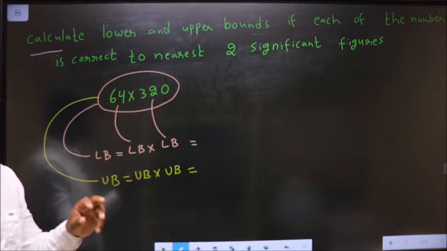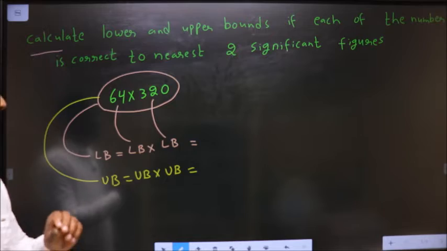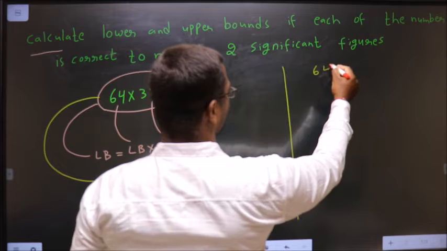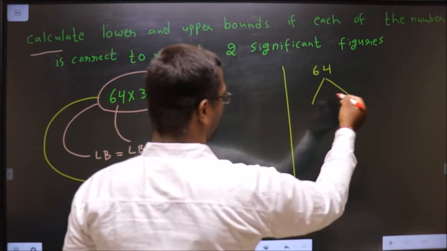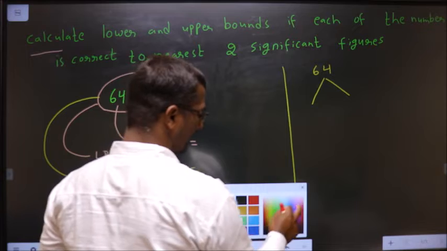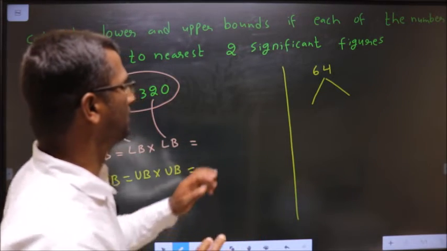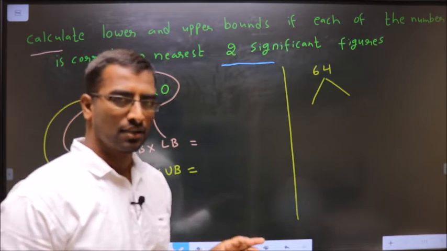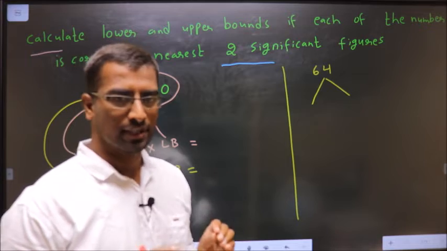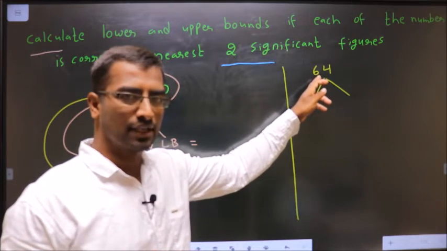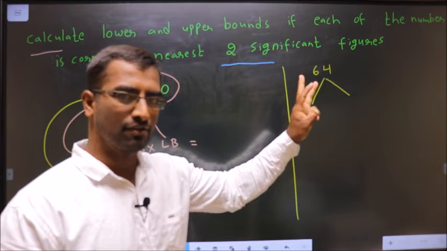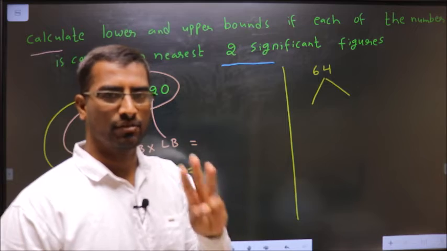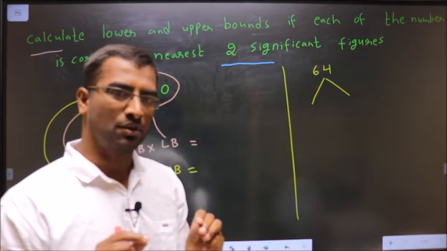Now let us find the lower and upper bound for the numbers given. So the first number is 64. Now what should I subtract and add? How will I decide that? Based on this one, see. It's correct to the nearest two significant figures. Understand this carefully. Here it is two significant figures, meaning earlier there were three significant figures. So now you should convert this to three significant figures. Accepted? Now how do we do that?